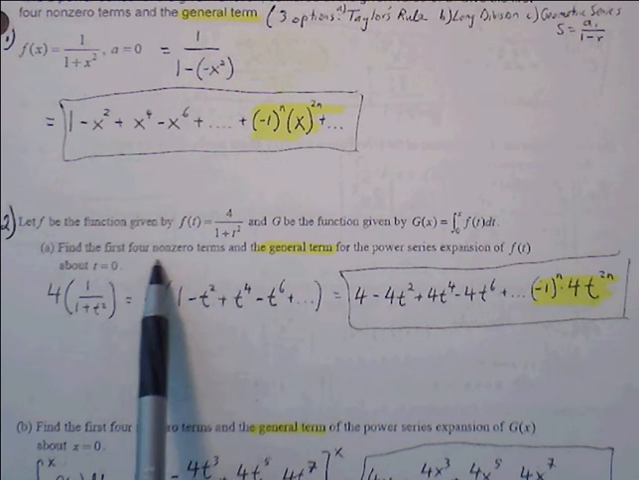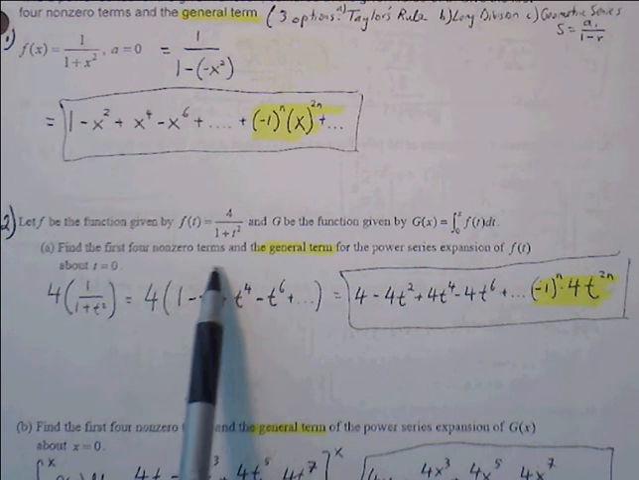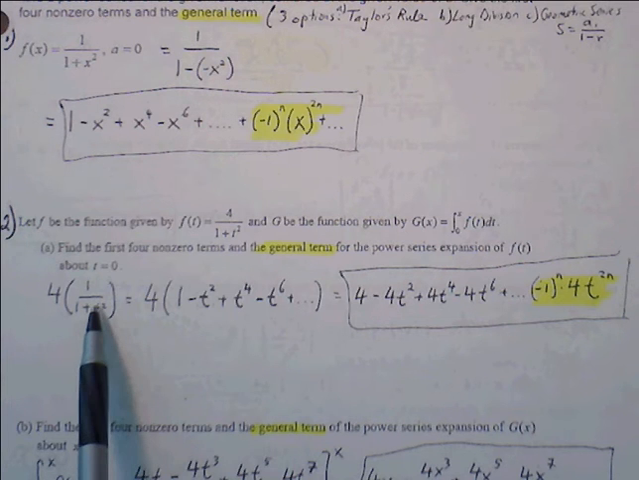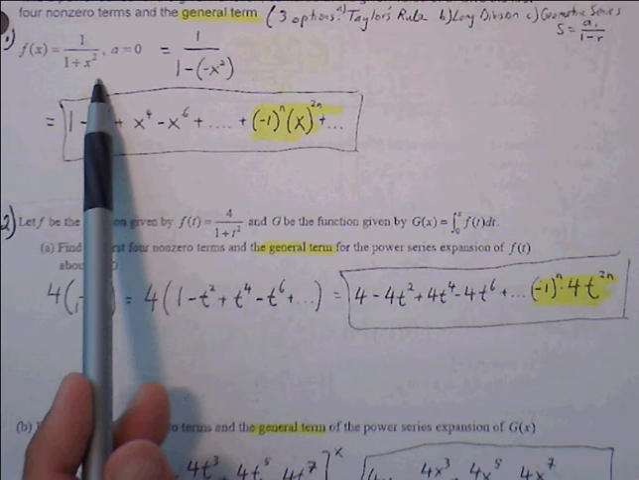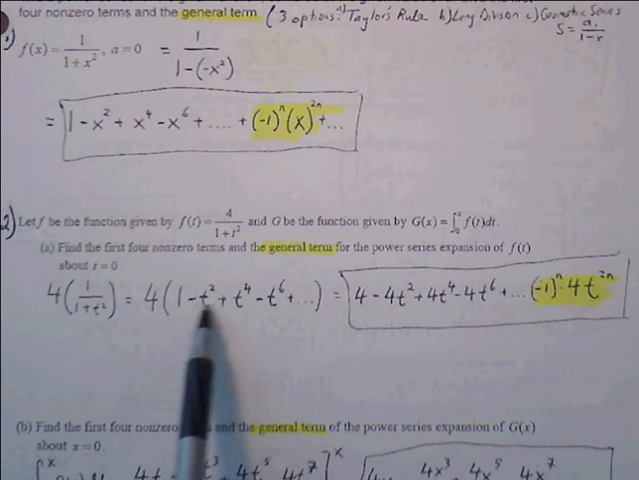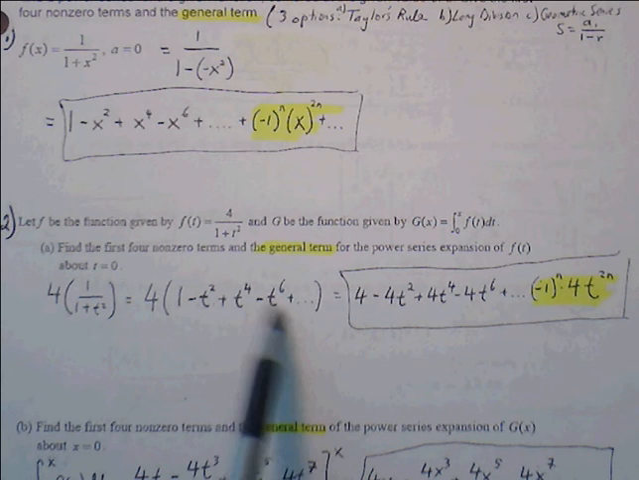So if we want to find the first 4 non-zero terms, we can think of the 4 as the first term, or we can factor out the 4 and then just deal with the 1 over 1 plus x squared. If we factor out the 4, then this looks exactly like what f of x was. So we can just follow the pattern, right? 1 minus t squared plus t to the 4th minus t to the 6th, and then multiply the 4 through.